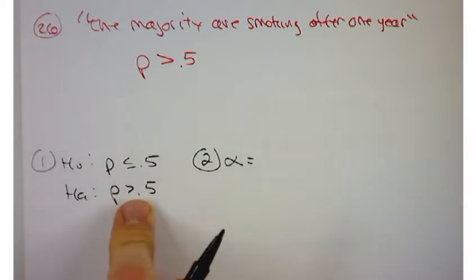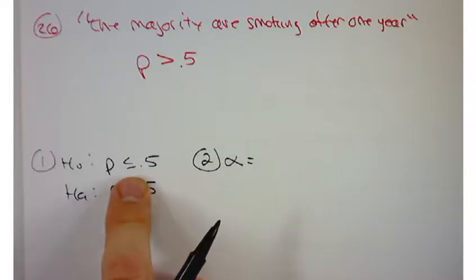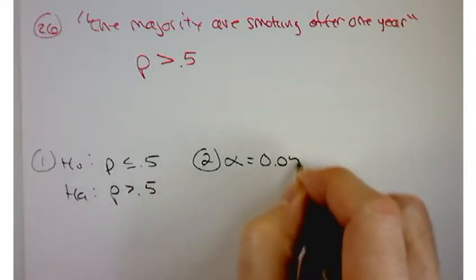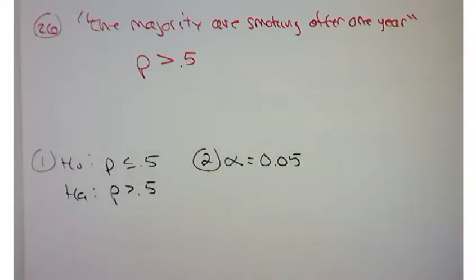Perfect. So the alternative is that P is greater than 0.5. The null hypothesis is that P is at most 0.5. Alpha is 0.05. That was given.